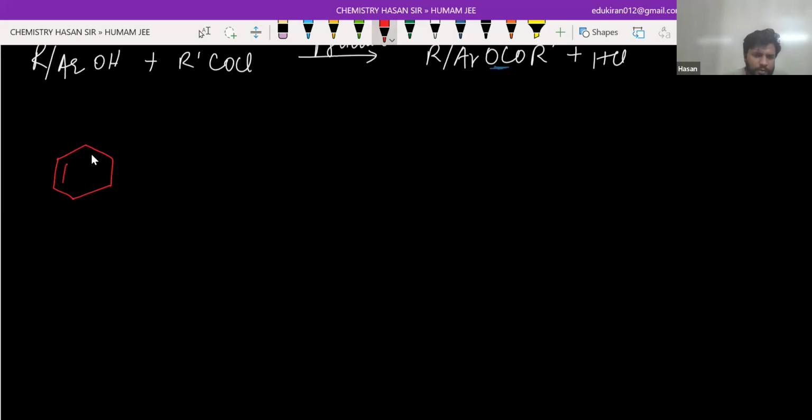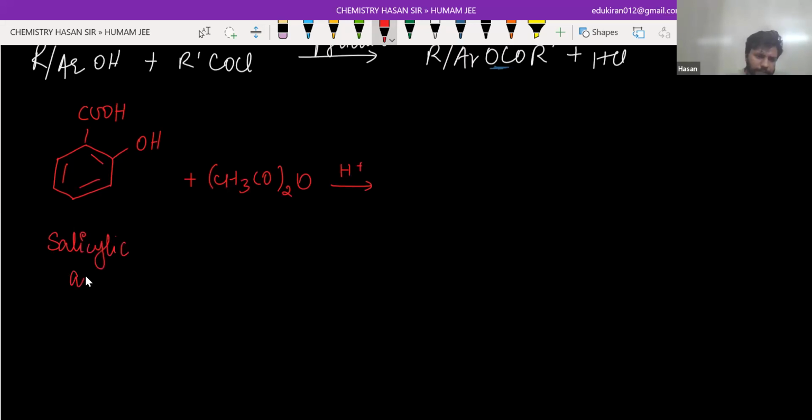This is your benzene, which is connected to carboxylic acid and alcohol. And you are going to react this with this one, acid anhydride in the presence of H plus. This is called salicylic acid.